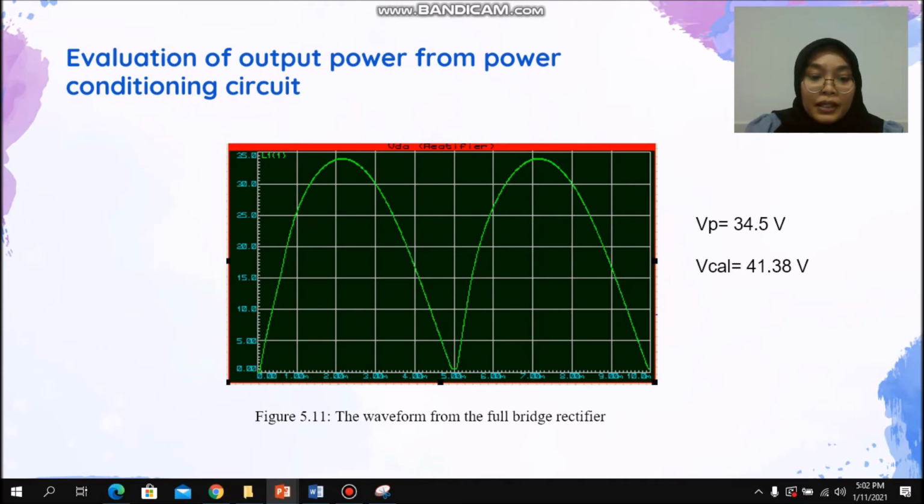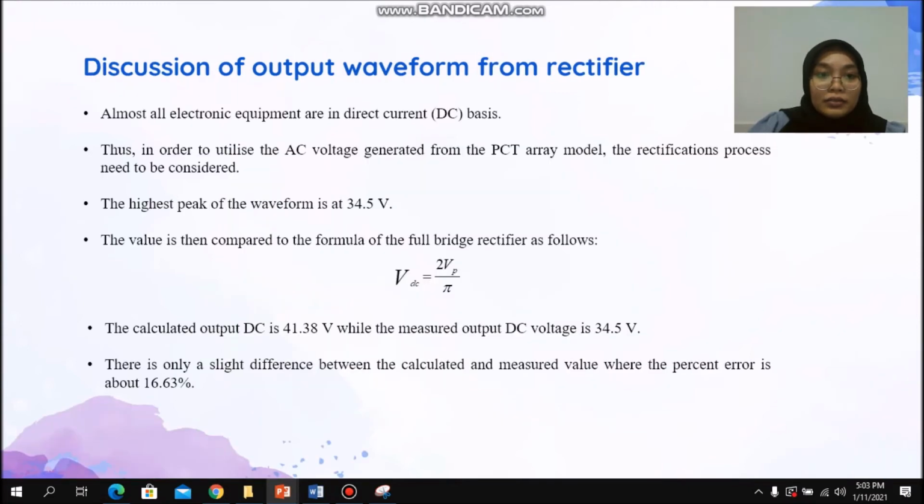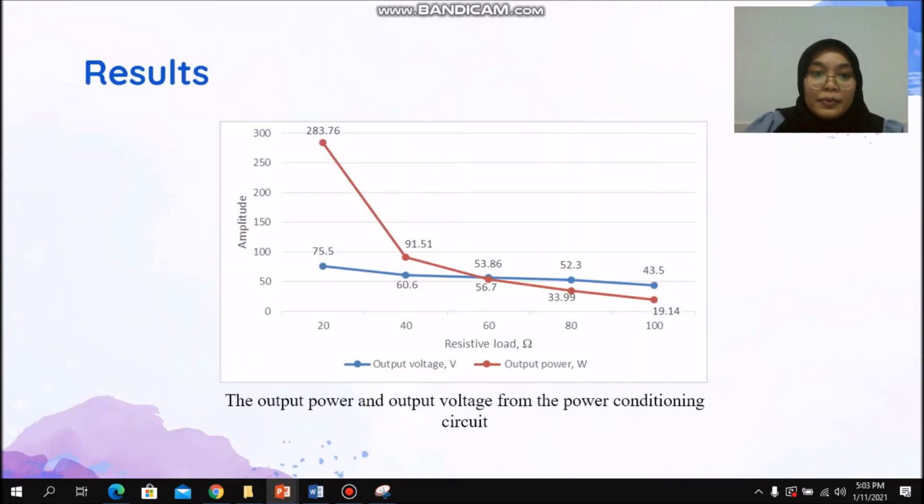Okay, as we can see from the calculation and also from the simulation, there is only a slight difference between them, where the percent error is around 16.63%.